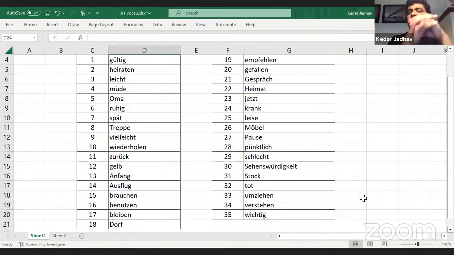Just write. It's not necessary that the word should be in English. The word can be in your mother tongue. The word that you understand can be part of sentences also.